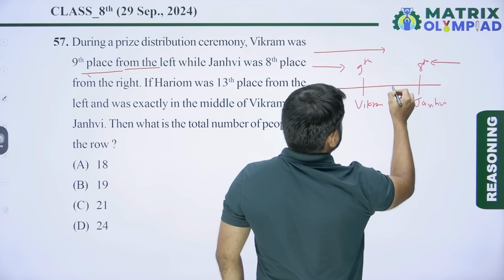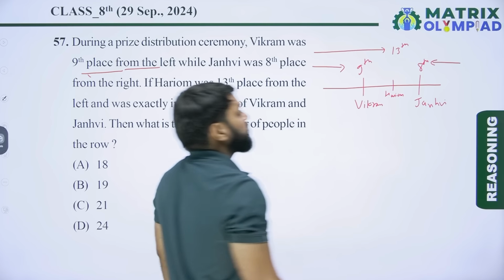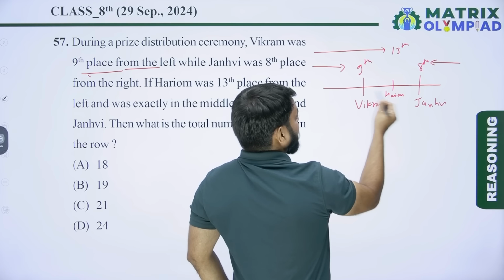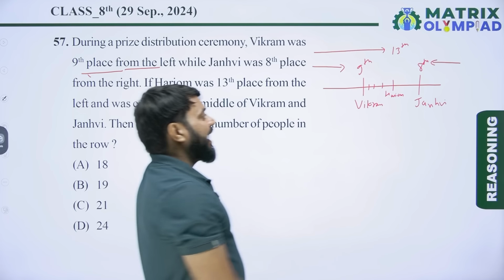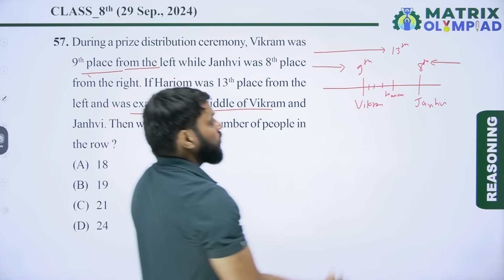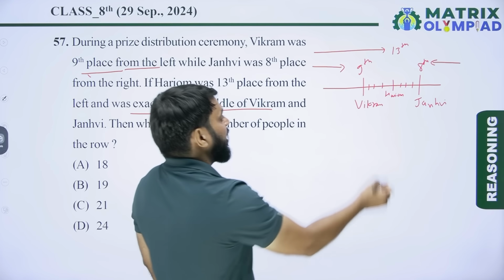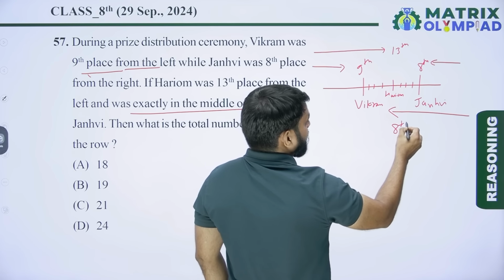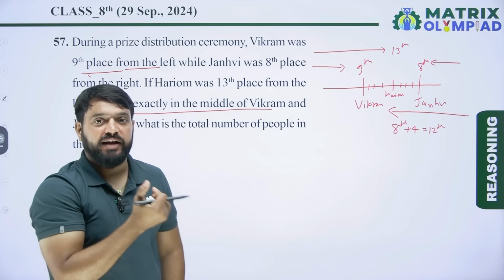So the position of Hariom is 13th from the left end. Now, how many people are in between Hariom and Vikram? There are 3 people in between Hariom and Vikram, and Hariom was exactly in the middle of Vikram and Janvi. So there are also 3 people in between Hariom and Janvi. So the position of Hariom from the right is 8 plus 4, which means 12th. So the position of Hariom from the right end is 12.